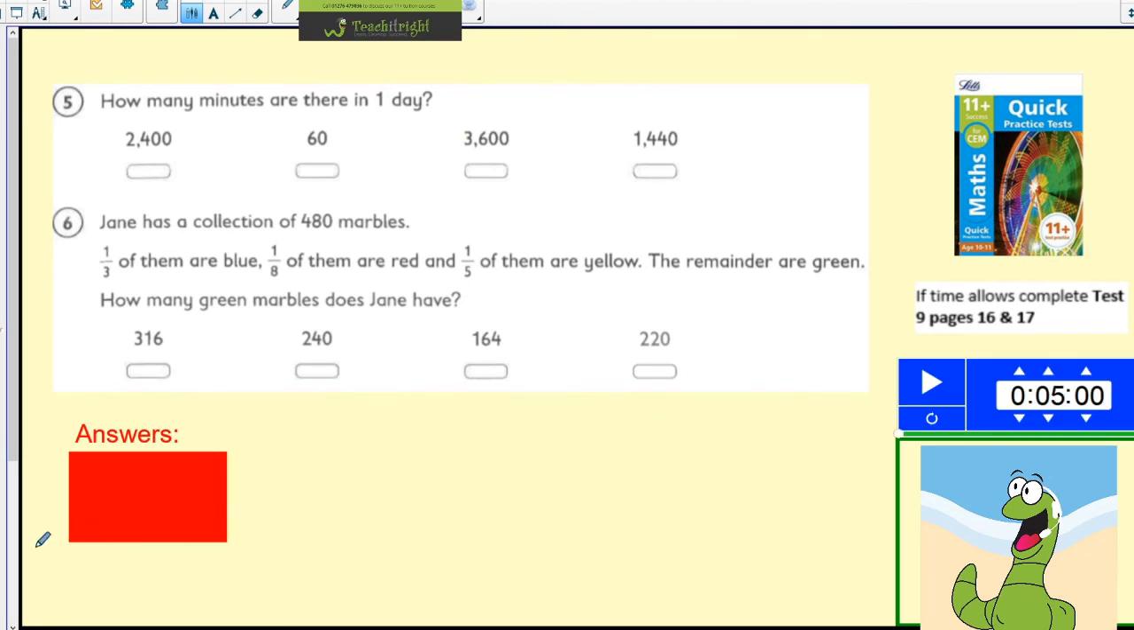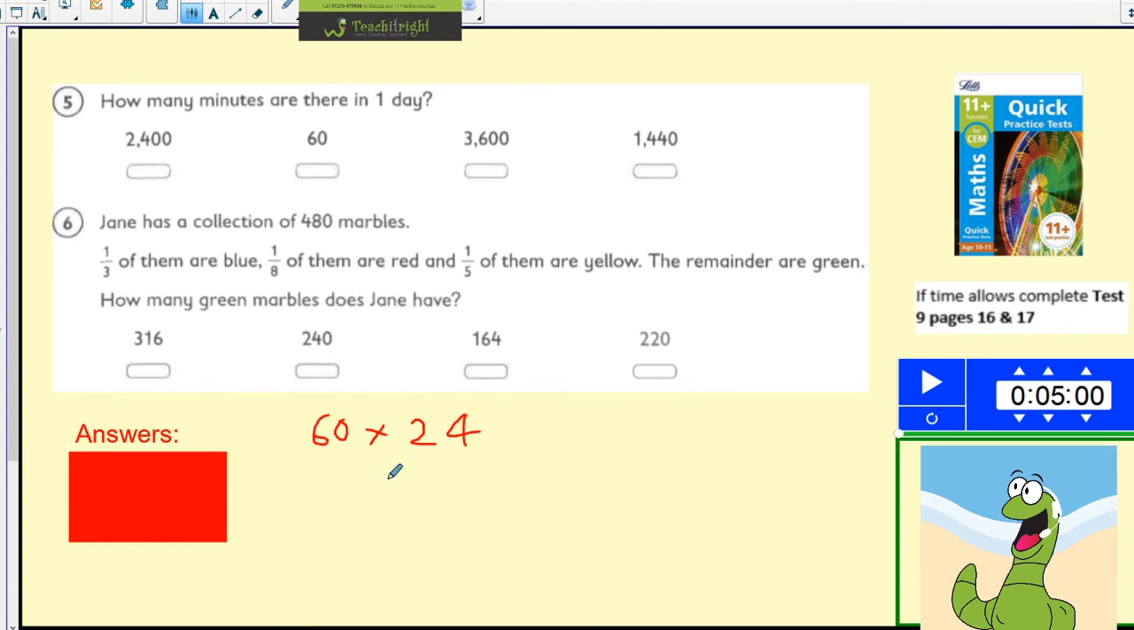Next page. So, how many minutes are there in one day? Oh, cool question. So the facts I need, there are 60 minutes in an hour. And there are 24 hours in a day. So it's going to be 60 times 24. Again, many ways you could do it. Is there an easier way perhaps?